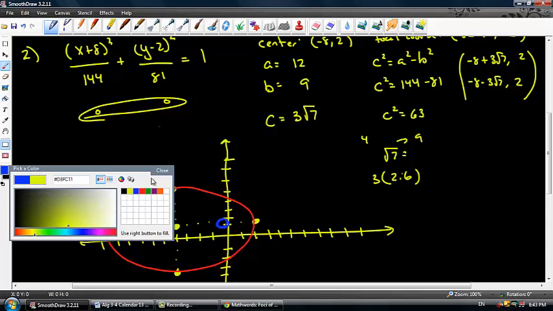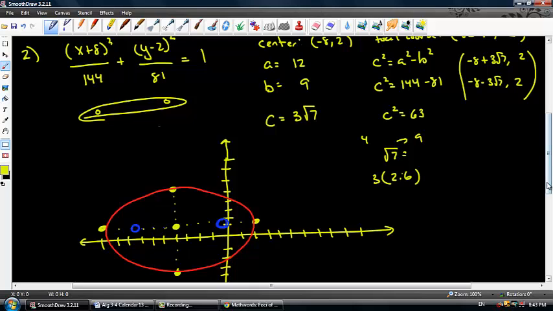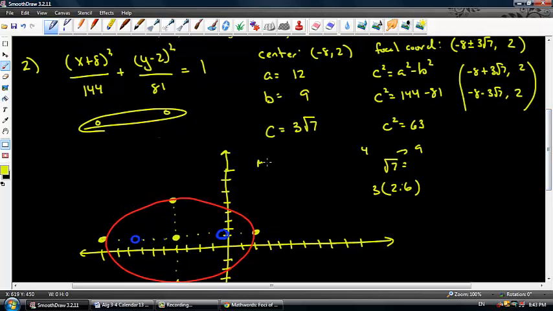Now the last thing we need is the lengths of the major and minor axes, and we can actually find these out before even graphing this thing. So I'll say the major axis is going to be 24. The minor axis is going to be 18. Now I got those by doubling the lengths of a and b, multiplied them both by 2. Again, lot to do, but don't worry, it gets easier.